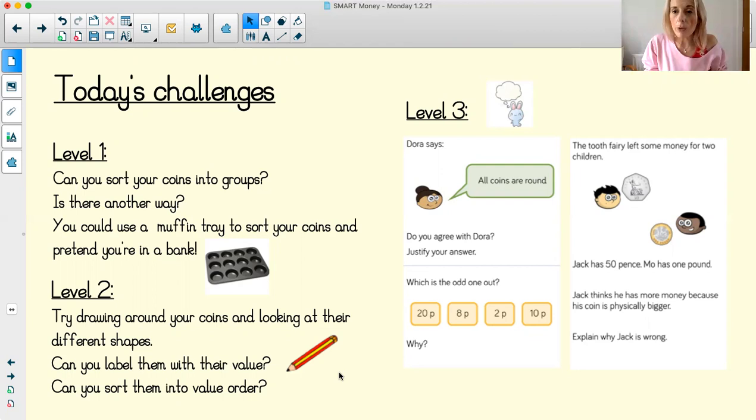And then level 3, we've just got some reasoning rabbit ideas for you, which again will be on a separate document that you can download off Class Dojo, just to start having a think about those problems with your reasoning rabbit ears.